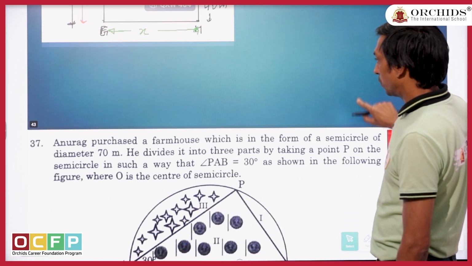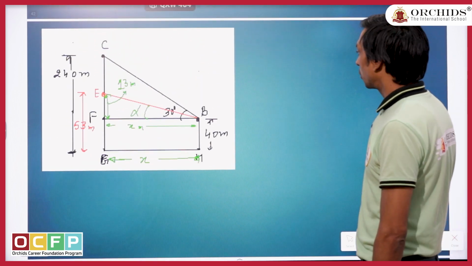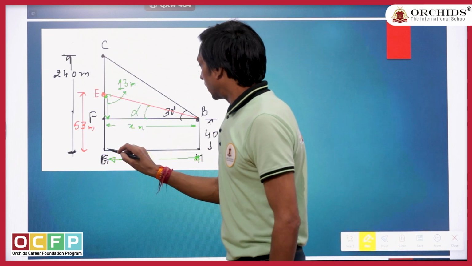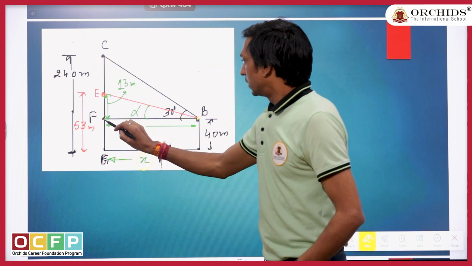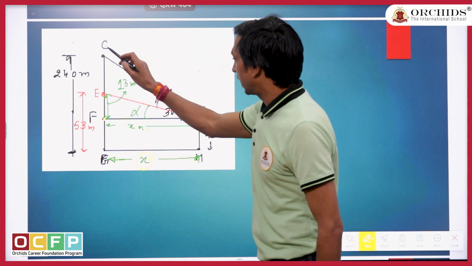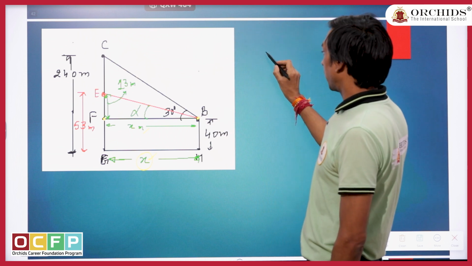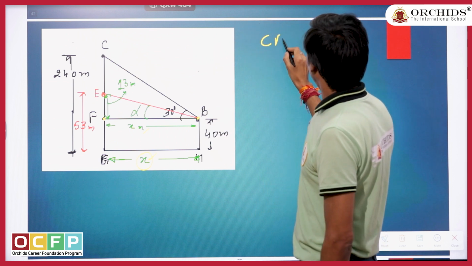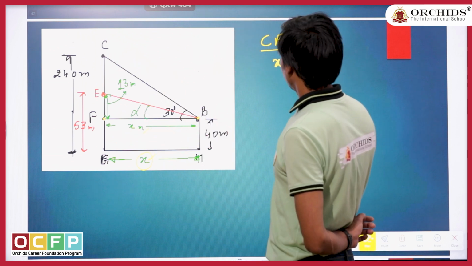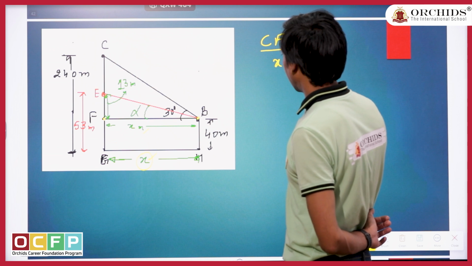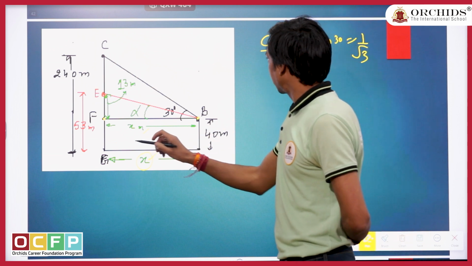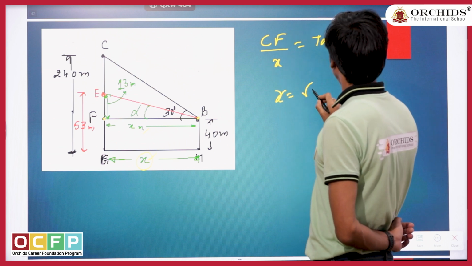The required result we can find by using trigonometric relations. First, let's find the distance of point B from the statue. If this distance is x, then in right angle triangle CFB, the perpendicular CF upon x equals tan 30 degrees. Tan 30 degrees is 1 by root 3. So from there I get the distance x equal to root 3 times CE.